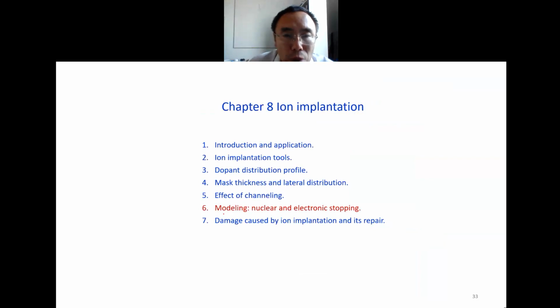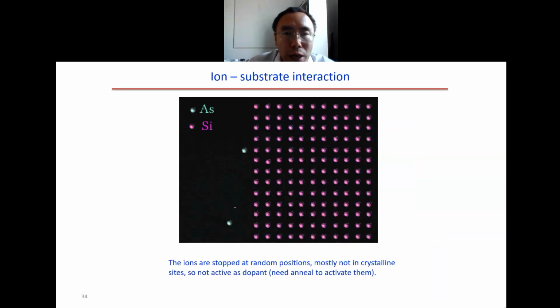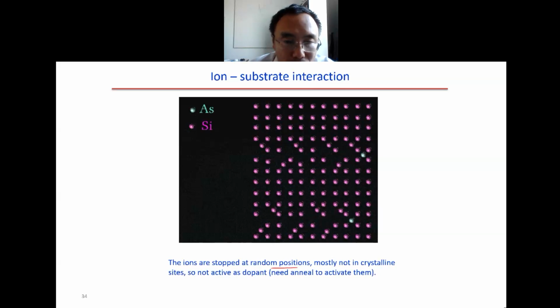Now we look at some modeling. When the ions are implanted into the silicon, the ions are stopped at random positions, mostly not in the crystalline sites, so they are not active as dopants. They will not contribute electrons or holes because they are not active.